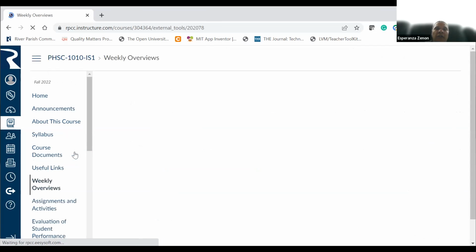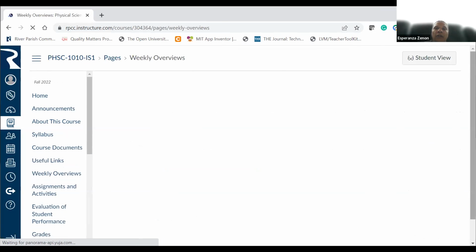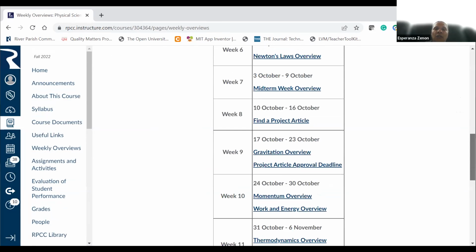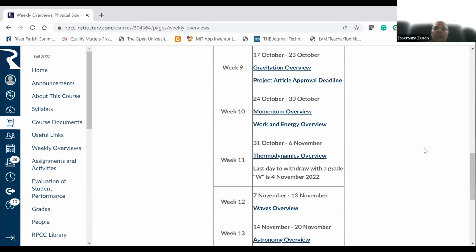So I'm going to go ahead and jump into the weekly overviews. You can see here that for this week, we have two topics that we have to focus on: momentum, and work and energy. I'm going to go into the momentum overview first, and then afterwards, we'll stop for a moment to answer any questions that you might have, and then jump right into the work and energy overview.